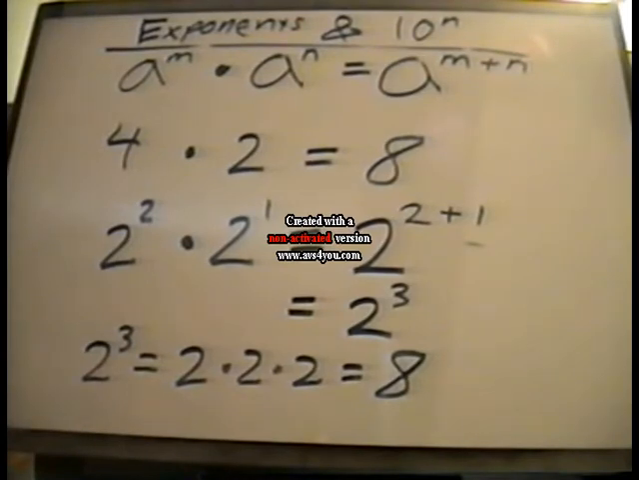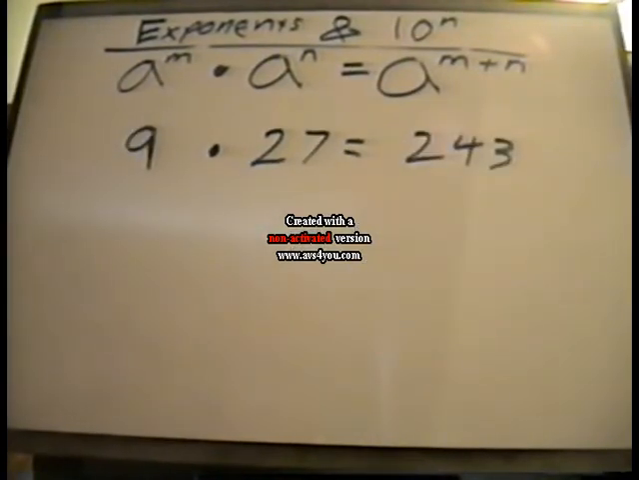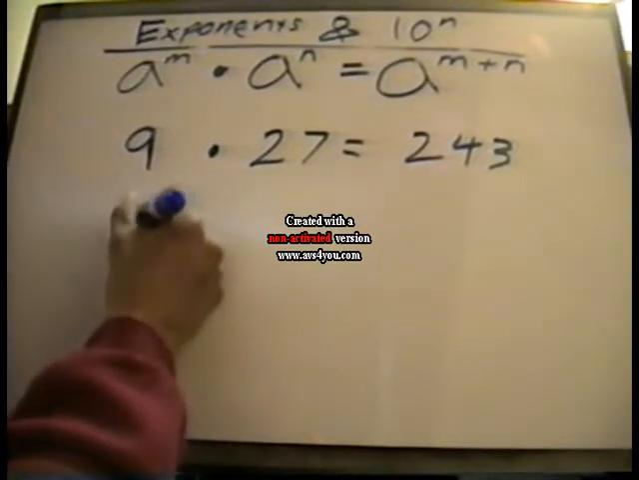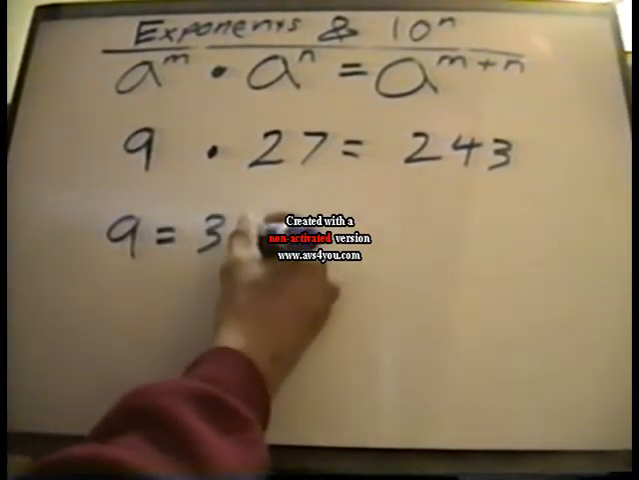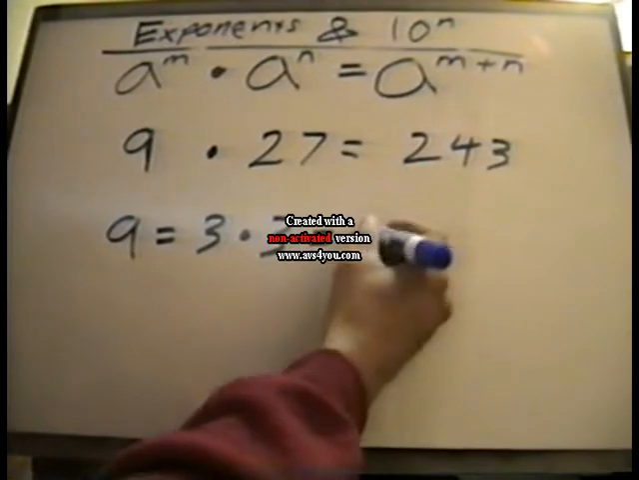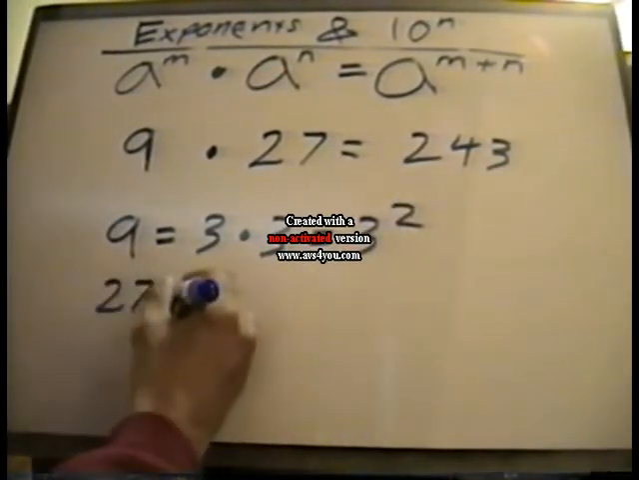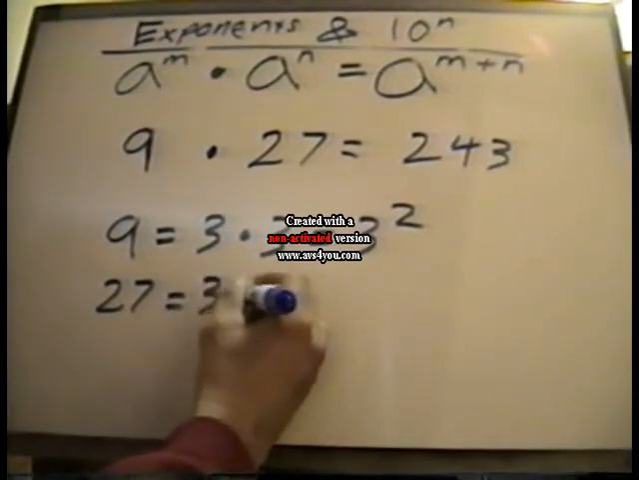Let me show you an example with 9 times 27 equals 243. So 9, you know, that's equal to 3 times 3, or 3 squared. 27 is equal to 3 times 3 times 3, or 3 to the power of 3.